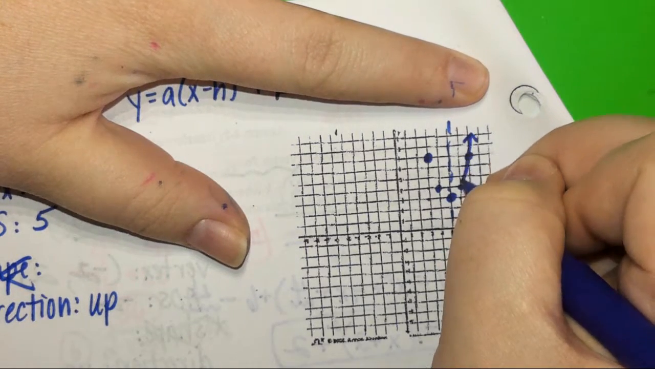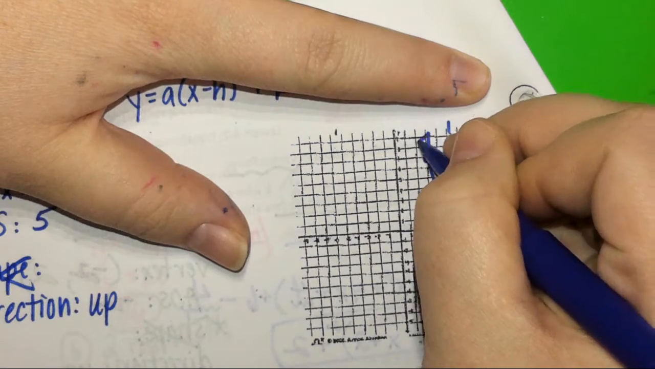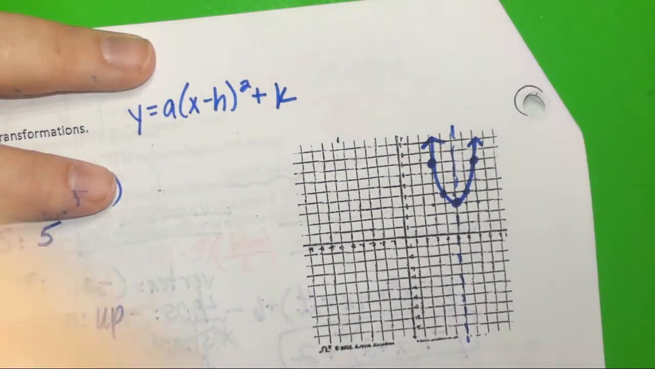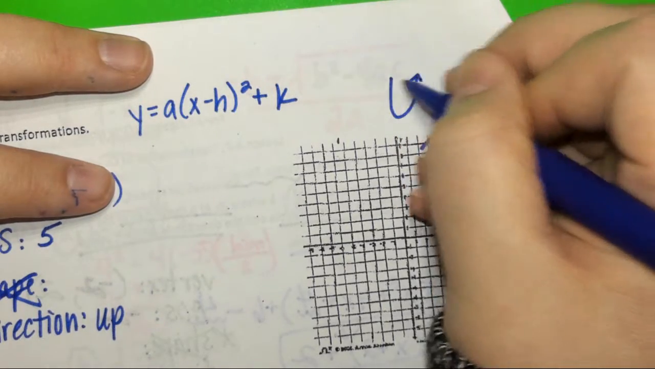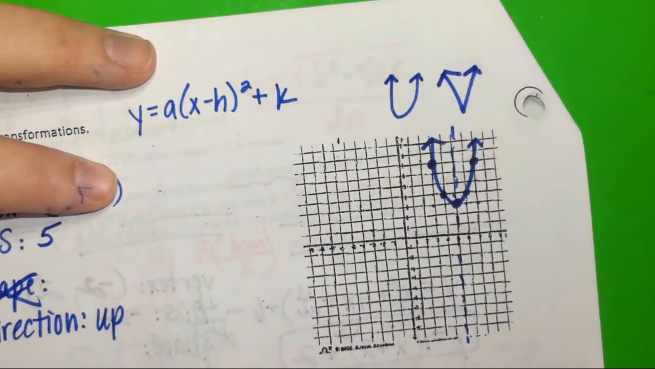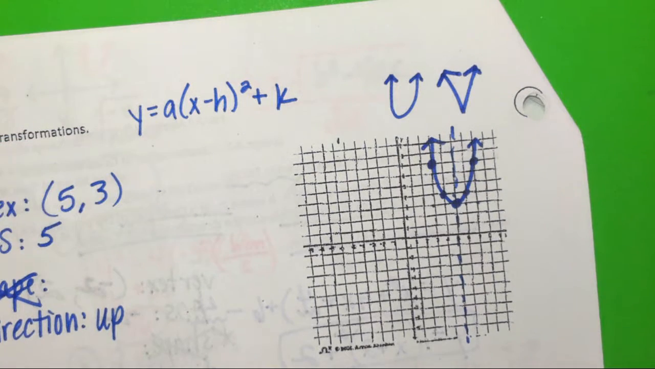I connect my dots as best I can. And I am a terrible point of reference. Remember, we're trying to have a U for a parabola, not a V, because a V is absolute value. So remember, you're trying to make it rounded. Mine gets a little pointy, I know.